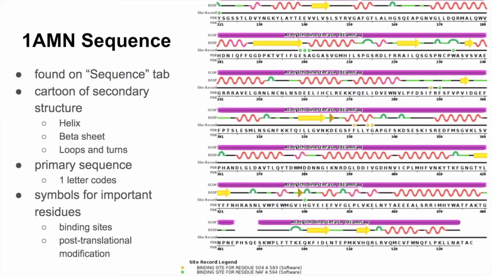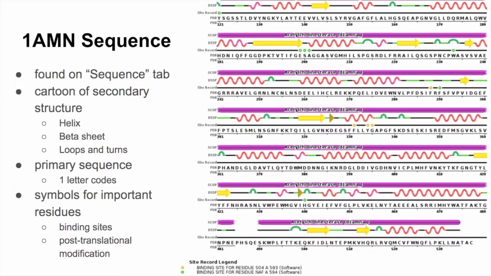Here's the whole sequence of the enzyme. We can see secondary structures in red squiggles and yellow arrows, just like we see in PyMOL. We can see the primary sequence in one letter code, at least in this example, and we can also see important residue names, or at least residues where binding sites and enzyme activity actually happens, and those are these really tiny yellow or green circles where it says binding site for residue at the bottom. You can see the legend at the bottom that shows that.